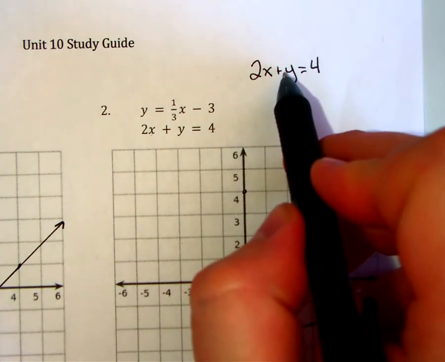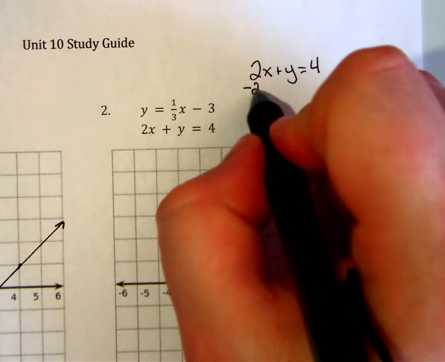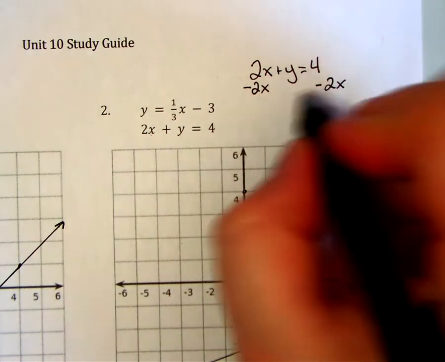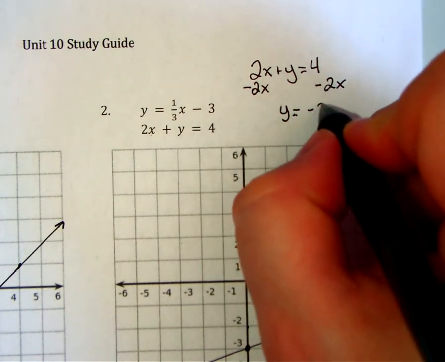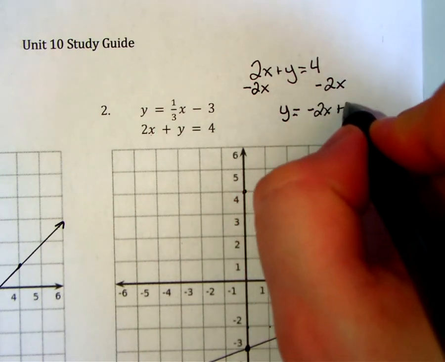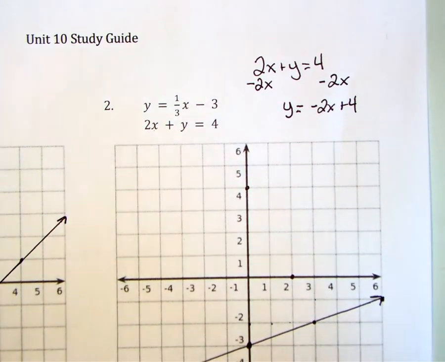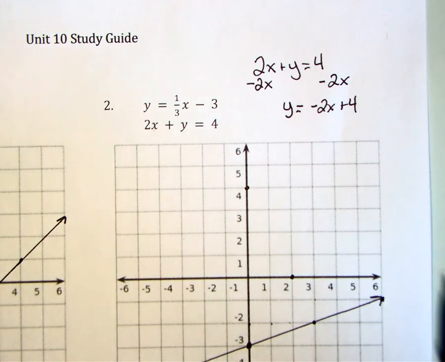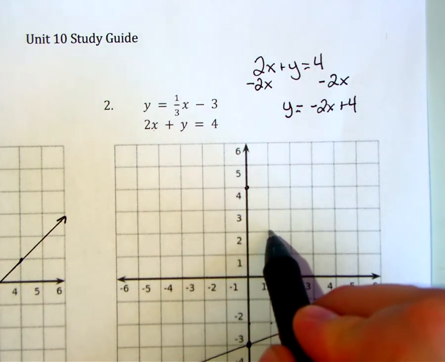In other words, there's no coefficient greater than 1 in front of it. So I'm going to subtract 2x from the left side, which means I need to subtract 2x from the right side. And that will leave y all by itself equals negative 2x plus 4. Well, now from slope-intercept form, I see the y-intercept is 0, 4.